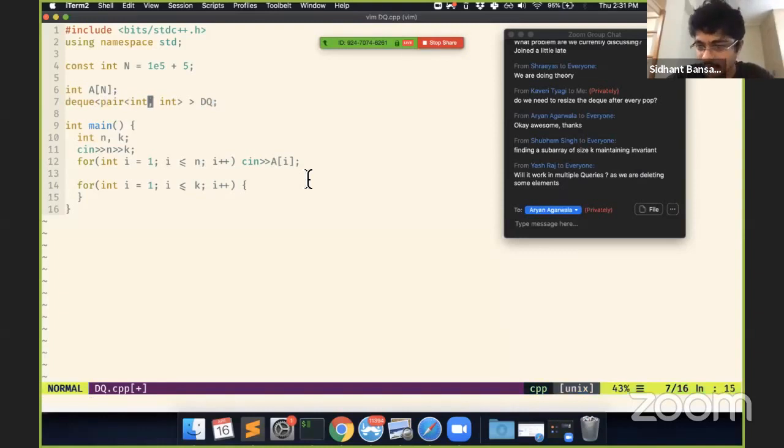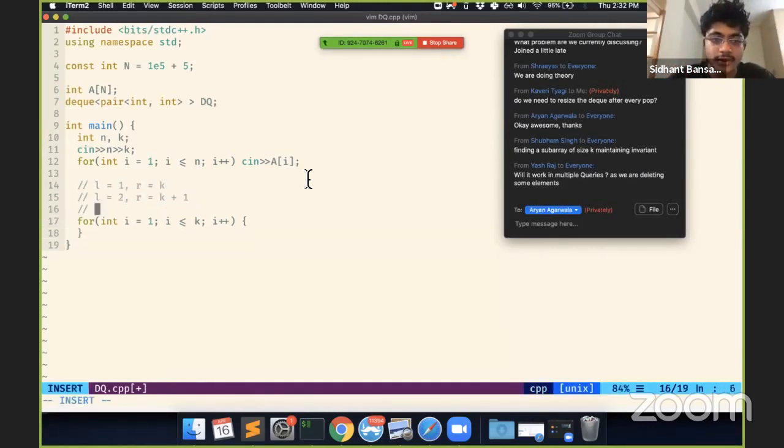I don't get the question of Yashraj exactly, but yeah. So we are in order N, basically trying to cover every subarray of size K, because it was a sliding window algorithm. The idea of sliding window algorithms is that initially you have L equal 1, R equal K. In the next iteration, you have L equal 2, R equal K plus 1, and so on. So eventually it will be L equal N minus K plus 1 and R equal N.